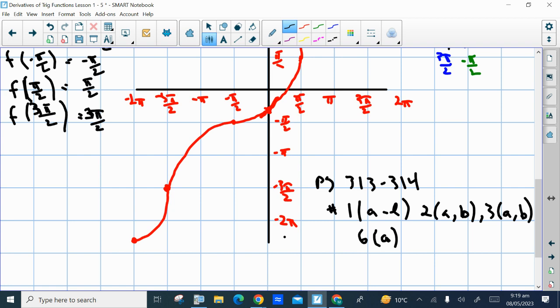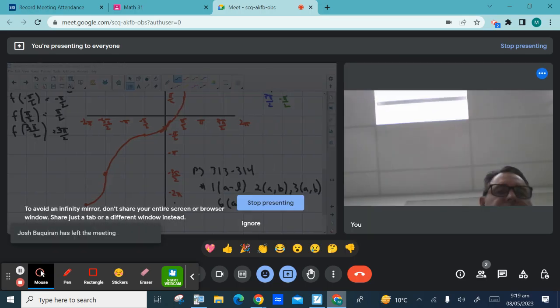Right, so those are the questions that you should work on. Practice A through L. I will post those to Google Classroom so you can check your work. I'm pretty sure it's today.